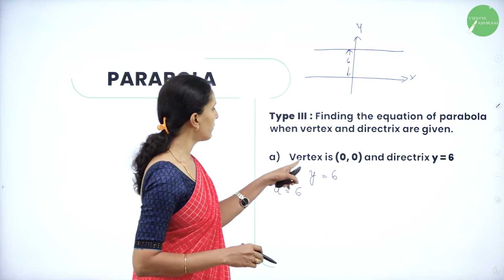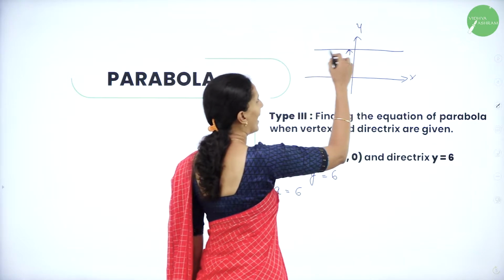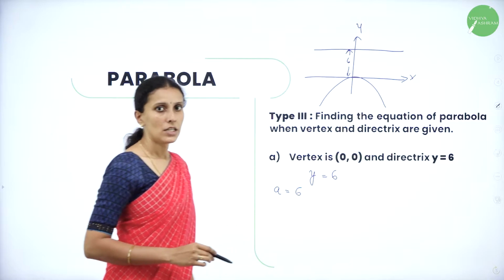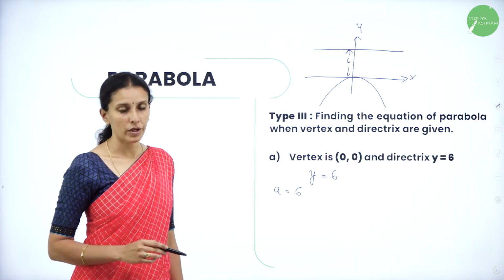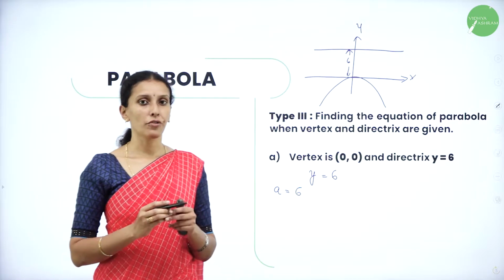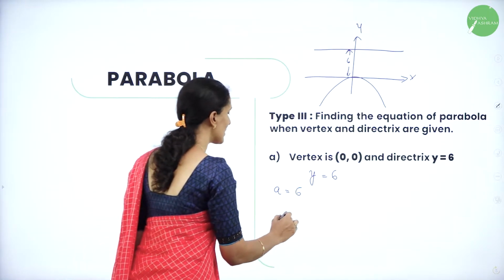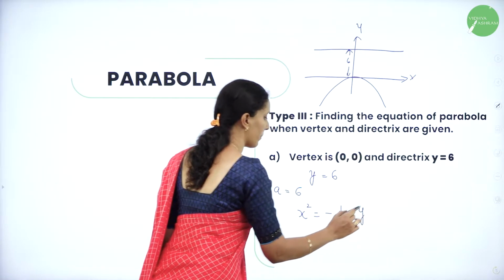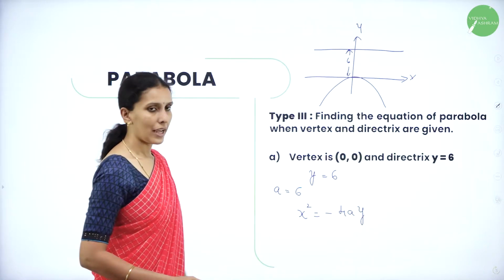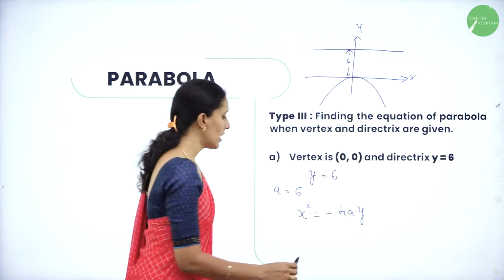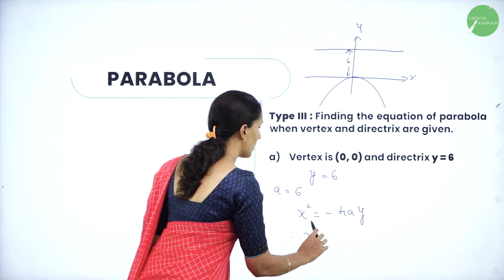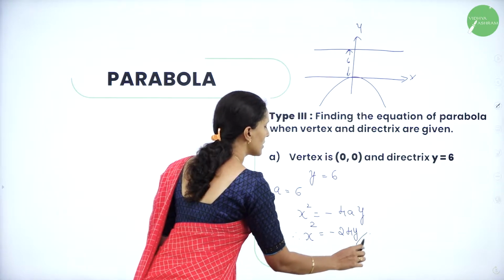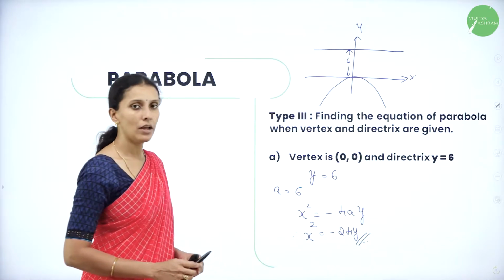Also, we can see the vertex is 0, 0. So if the directrix is like this, then the parabola must be of this kind. So therefore, it must be a downward parabola. What is the general equation of the downward parabola? We write it as x square is equal to minus 4ay. Now we know the value of a here. So substitute the value of a here. Therefore the equation becomes x square is equal to minus 24y. So this is the equation of the given parabola.